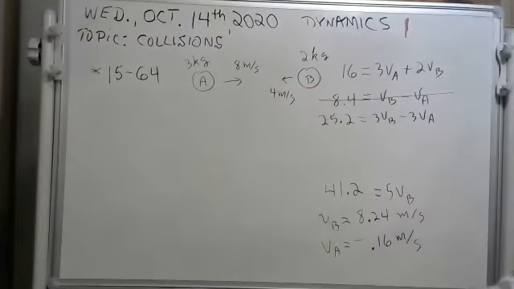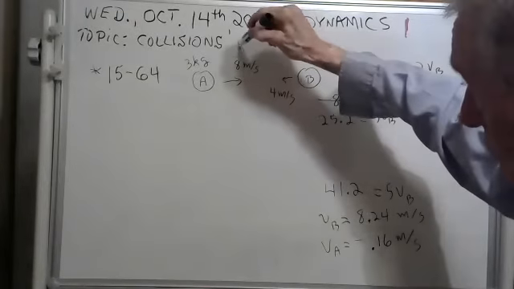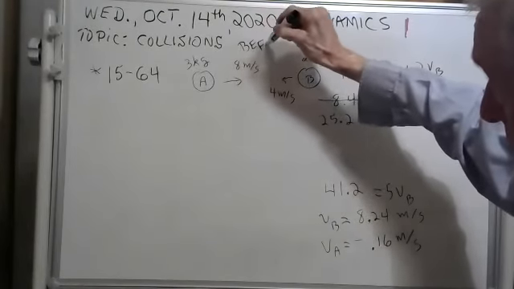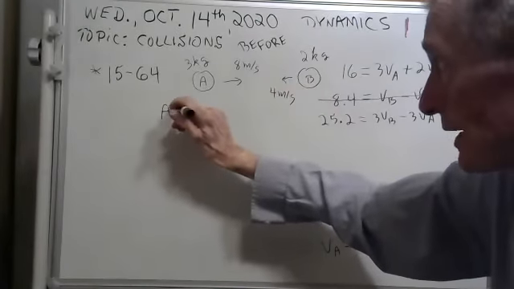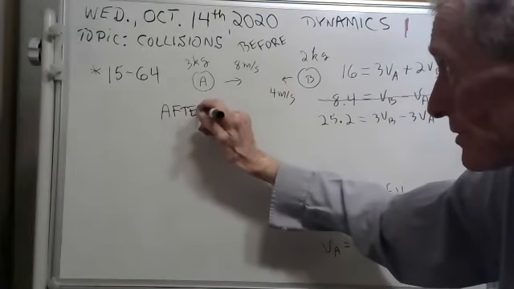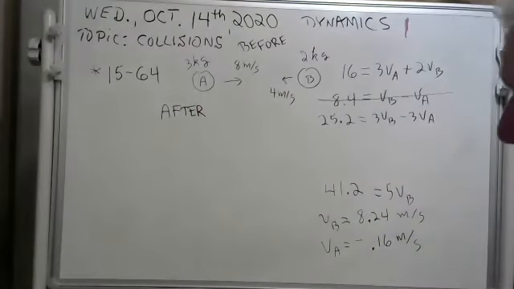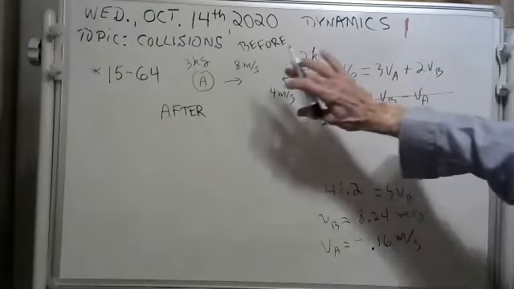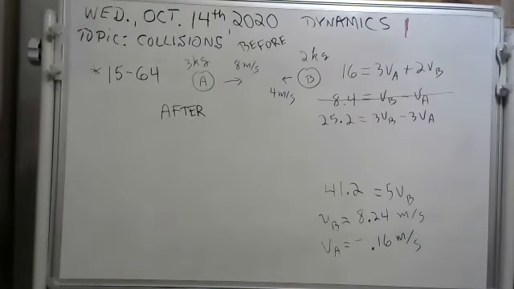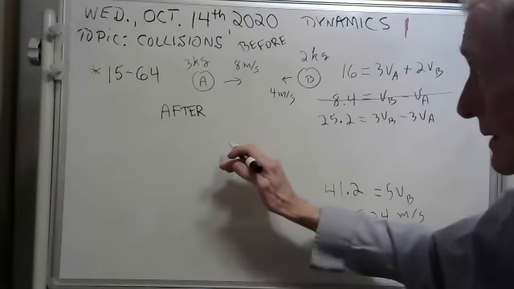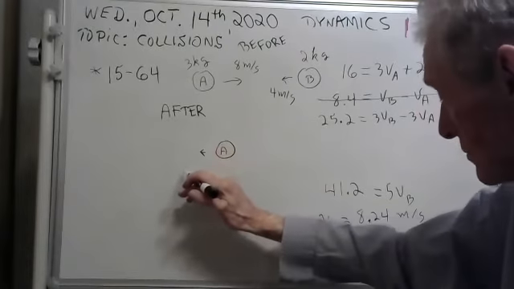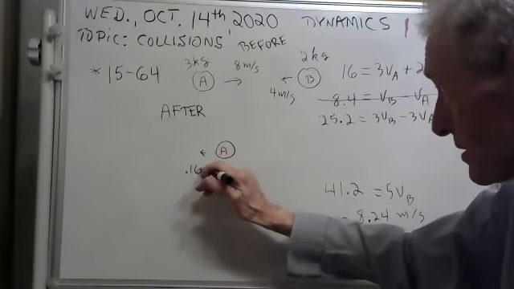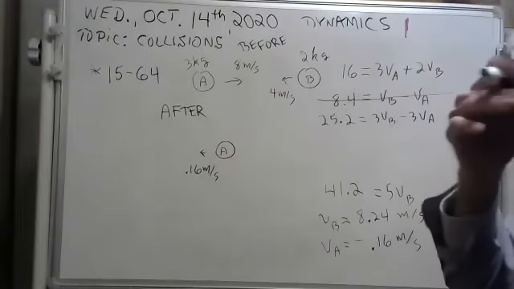See, this is the situation before. Before, these are colliding head on. And now I'm going to draw the after. After the collision is over, of course, they're going to be down here to the right a ways. A is actually going to be bouncing back. A is going to have a teeny tiny velocity of 0.16 going the other way.